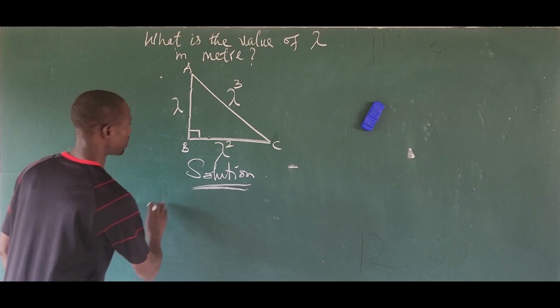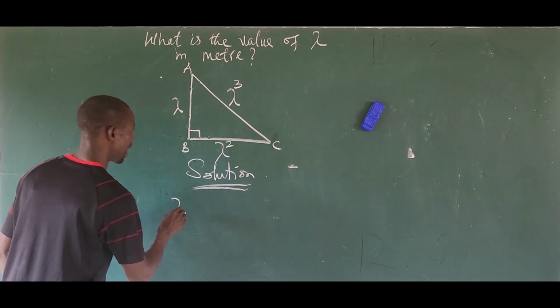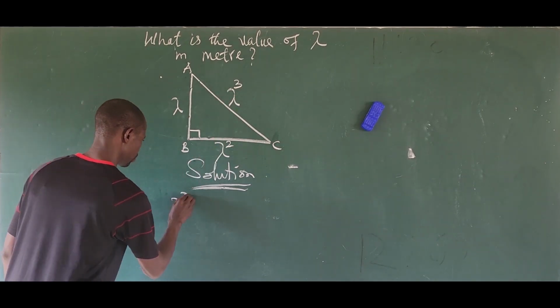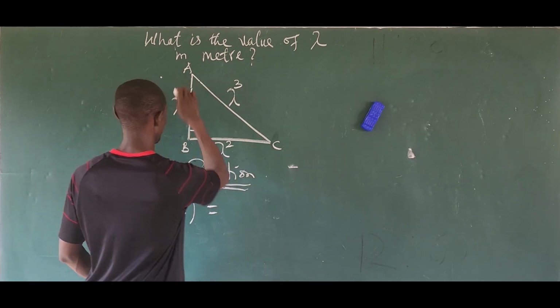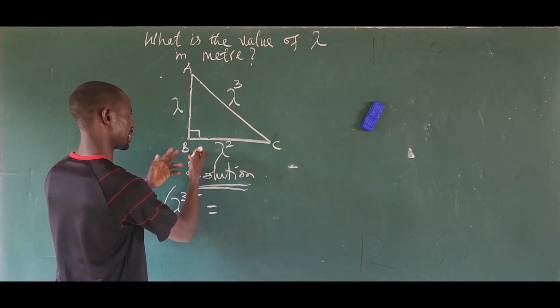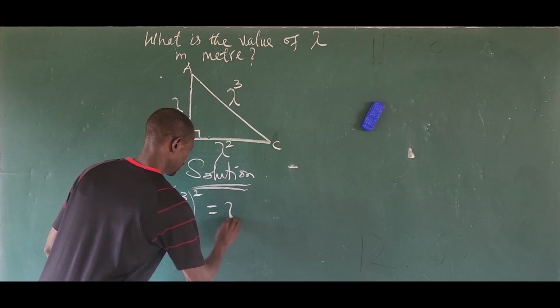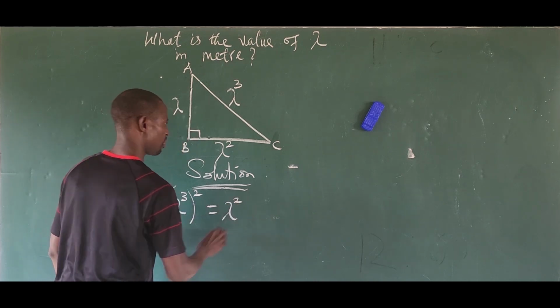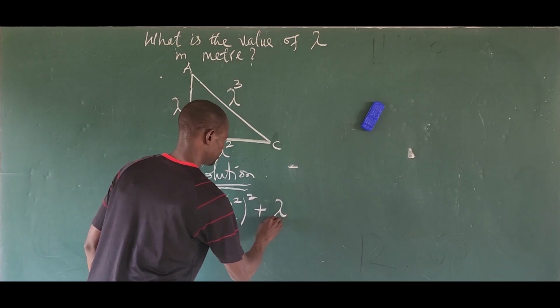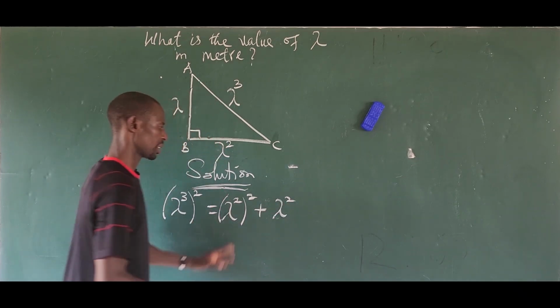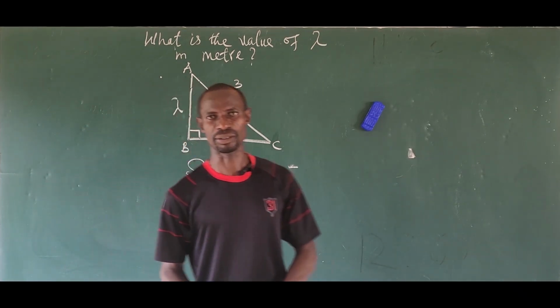And so this can be written as lambda, which is the hypotenuse, to the power of 3, all raised to the power of 2, is equal to the adjacent here, lambda to the power of 2, all squared, plus our opposite squared. This is Pythagoras theorem. We all know that, right?